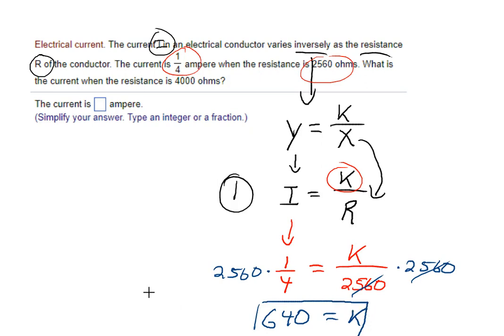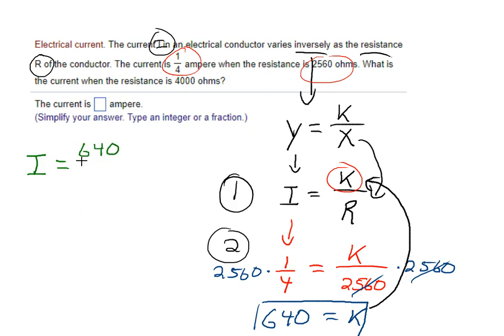Now that I know what K is equal to, I'm going to plug this in to my formula. Right, so now let me say this was step two. Step two was plug the numbers in so you can find K. Once you find what K is equal to, you plug it in for K, and so I get my equation, I equals, I know K is 640 now, so I'm going to plug in 640 over R.